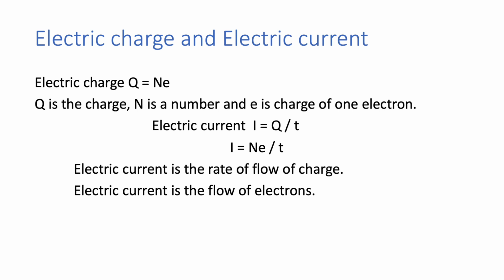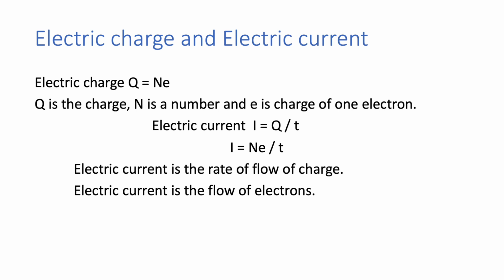Electric charge and electric current. If we connect a metallic conductor to a dry cell, a large number of electrons flows from the negative terminal of the cell to the positive terminal of the cell. If n represents the number of electrons flowing from negative to positive terminal, then electric charge is given by Q equals n into e. Q is the charge, n is a number and e is the charge of one electron.